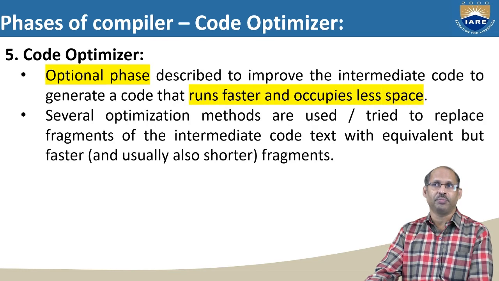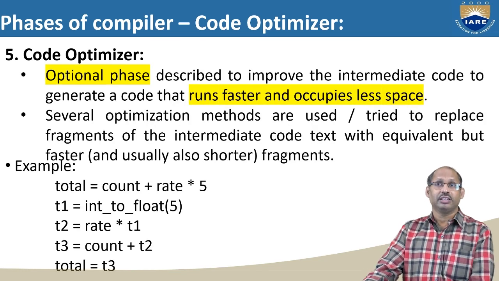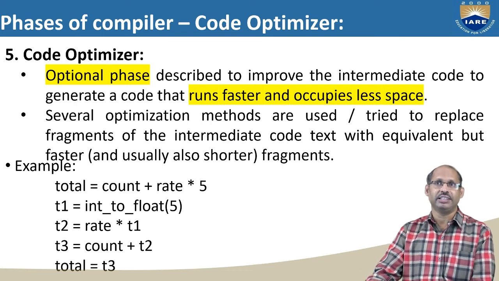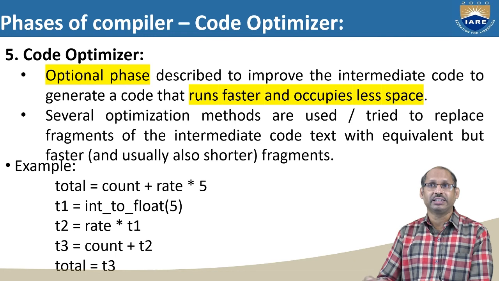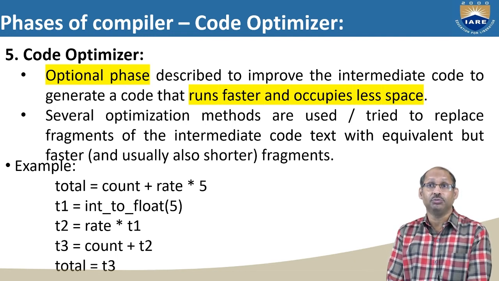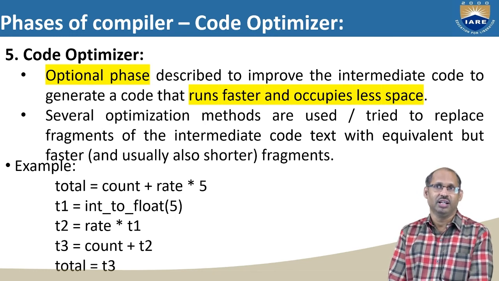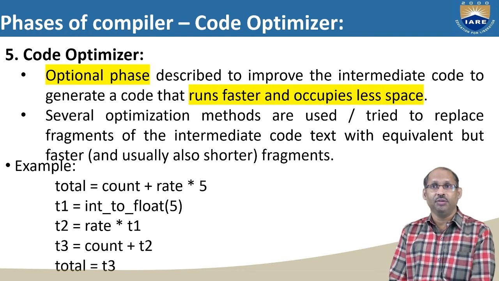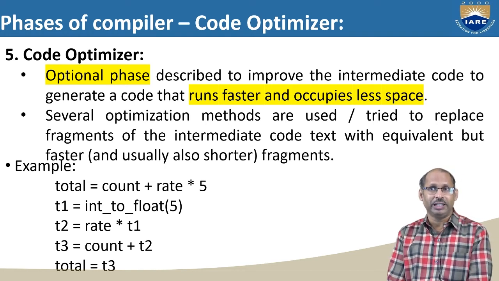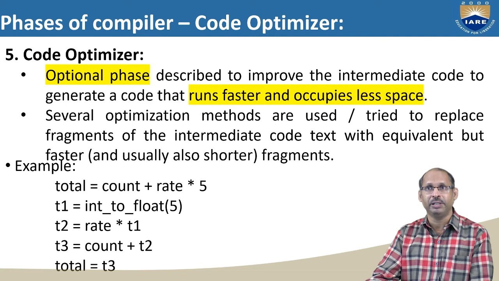Then the code optimizer. The code optimizer's task is to make the intermediate code more efficient by applying optimizing methods such that it takes less space, so that execution will be faster and also more efficient, right? Here we have already seen total equal to count plus rate into 5 converted into three address code. Now we'll see what this code optimizer will do.